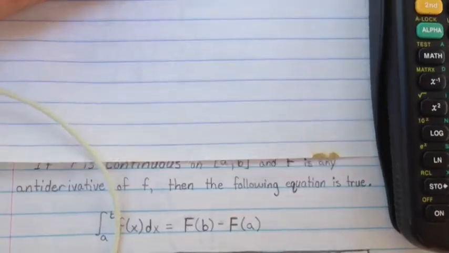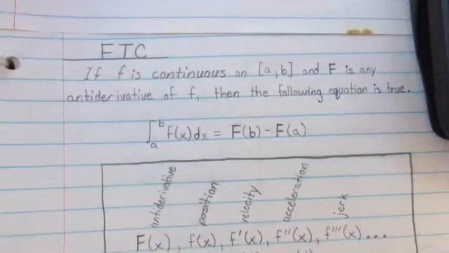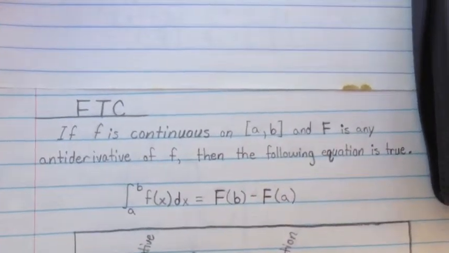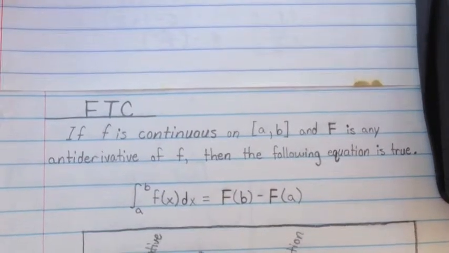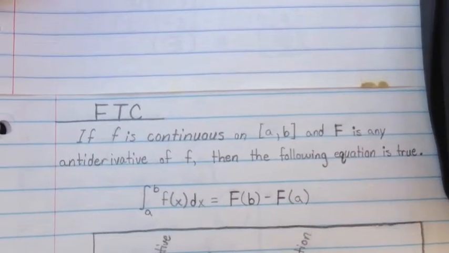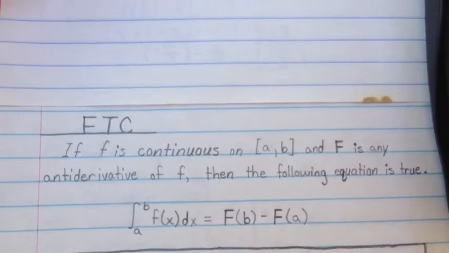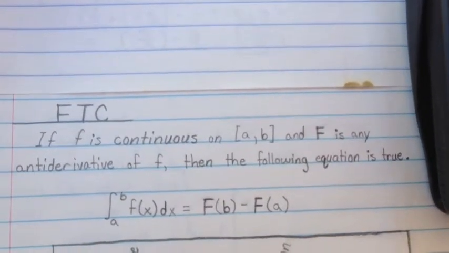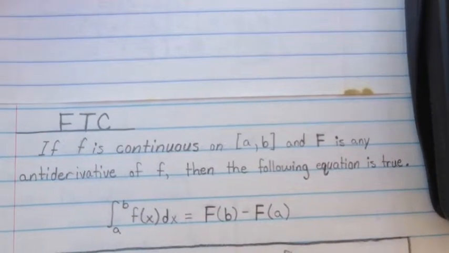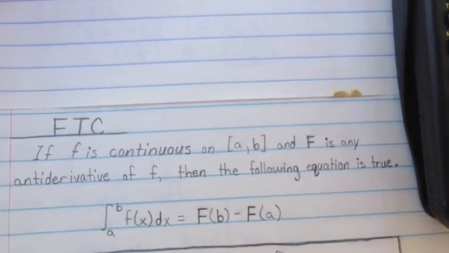Alright, so let's first look at the fundamental theorem of calculus, FTC. If f is continuous on the interval a to b, and F is any antiderivative of f, then the following equation is true, where you have the antiderivative of f of x, and then you have that antiderivative evaluated at b, and then you subtract that same antiderivative evaluated at a.